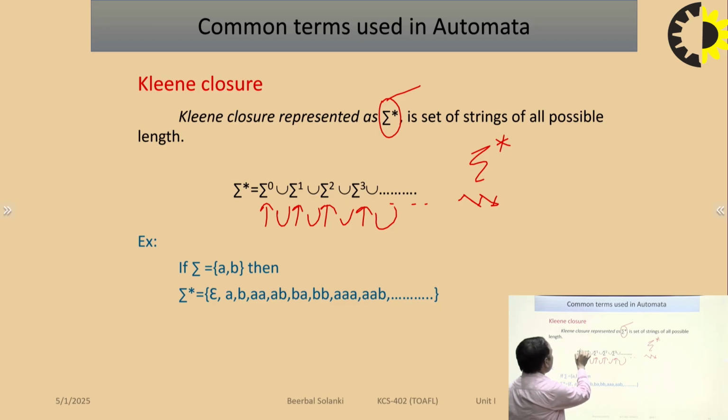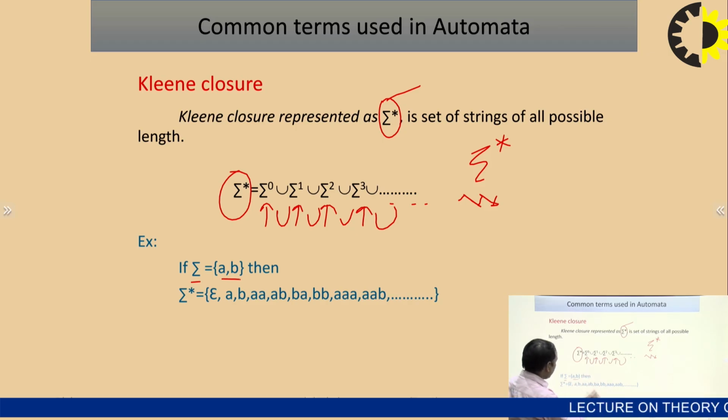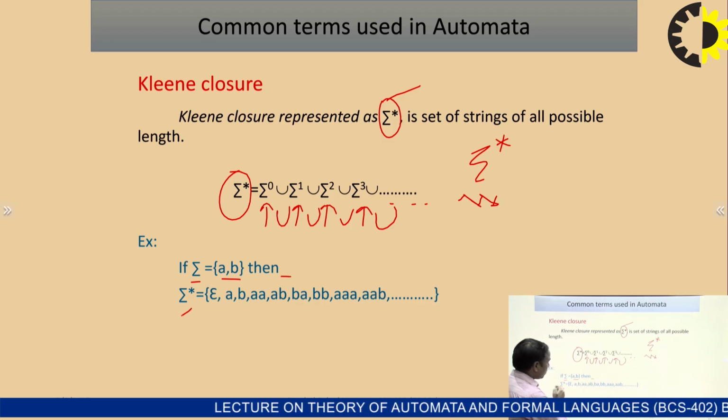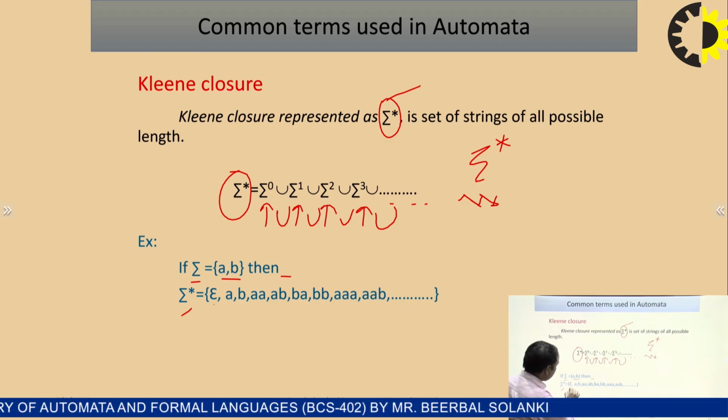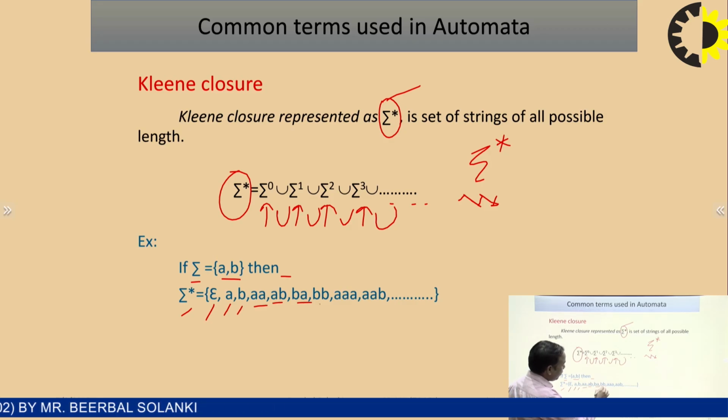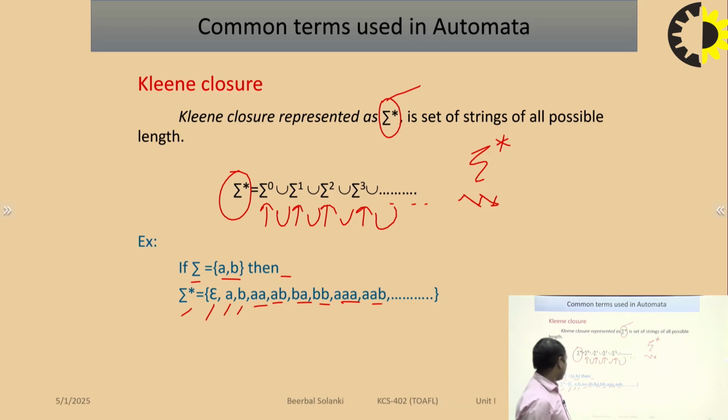So the Kleene closure is represented like that. It accepts all types of strings: length 0, length 1, length 2, and so on. If sigma equals {A, B}, then sigma star, the Kleene closure of sigma, can be represented as epsilon, A, B, double A, A B, and so on. It can be infinite.